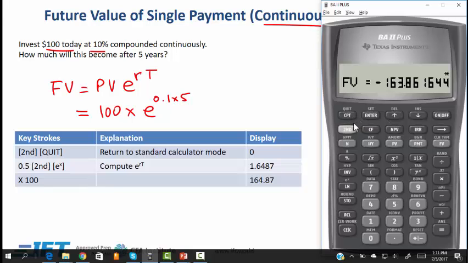Now on the calculator, we first make sure that we are clear, and then we start plugging in the numbers. Let's first plug in numbers for this expression. What we can do is punch in 0.5 and then second e to the power of x, so that gives us this expression. Then we multiply by 100 and we get our answer.